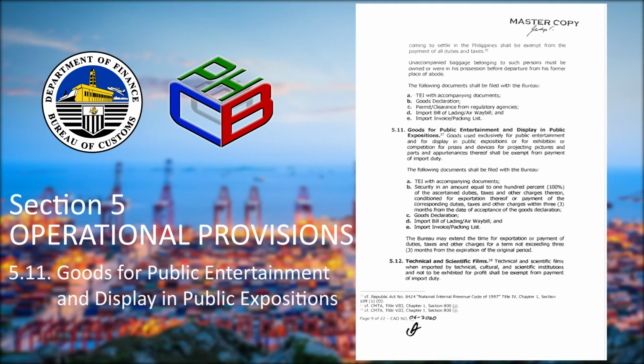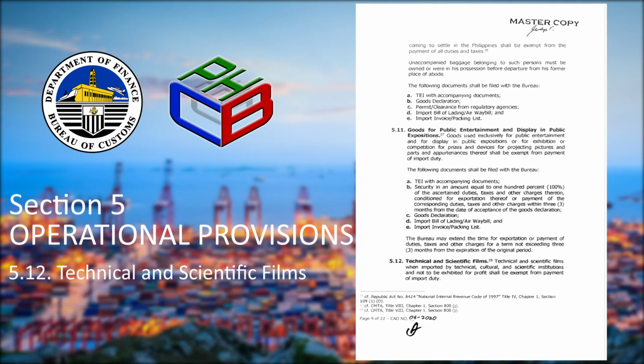B. Security in an amount equal to 100% of the ascertained duties, taxes, and other charges thereon, conditioned for exportation thereof or payment of the corresponding duties, taxes, and other charges within 3 months from the date of acceptance of the goods declaration. C. Goods Declaration. D. Import Bill of Lading, Airway Bill, and E. Import Invoice, Packing List. The Bureau may extend the time for exportation or payment of duties, taxes, and other charges for a term not exceeding 3 months from the expiration of the original period.